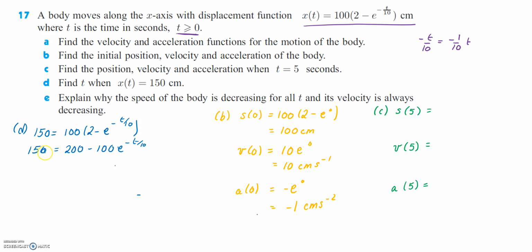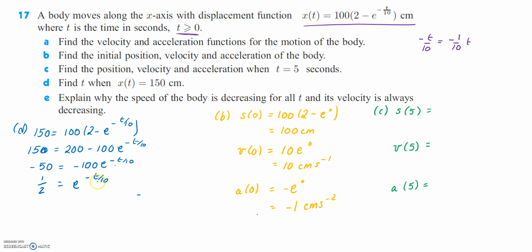So we get rid of that. 150 take 200 becomes minus 50 equals minus 100e to the minus t over 10. Try to avoid the fractions, but here they come. Negatives cancel. 50 over 100. It's a friendly fraction, a half. Equals e to the minus t over 10.